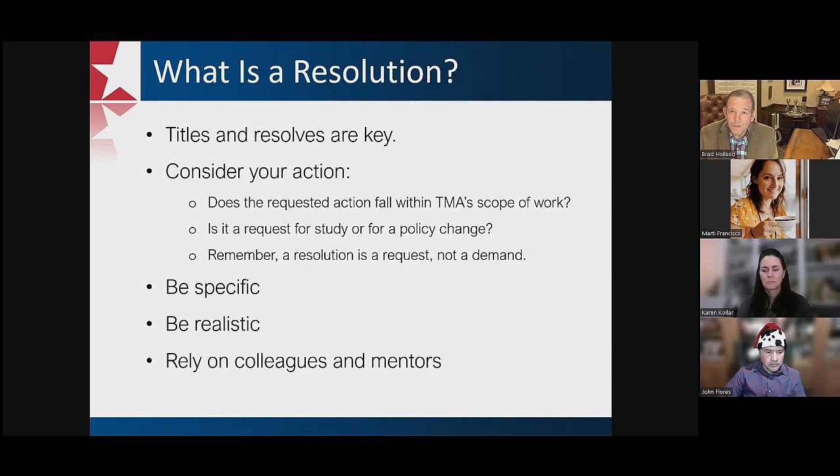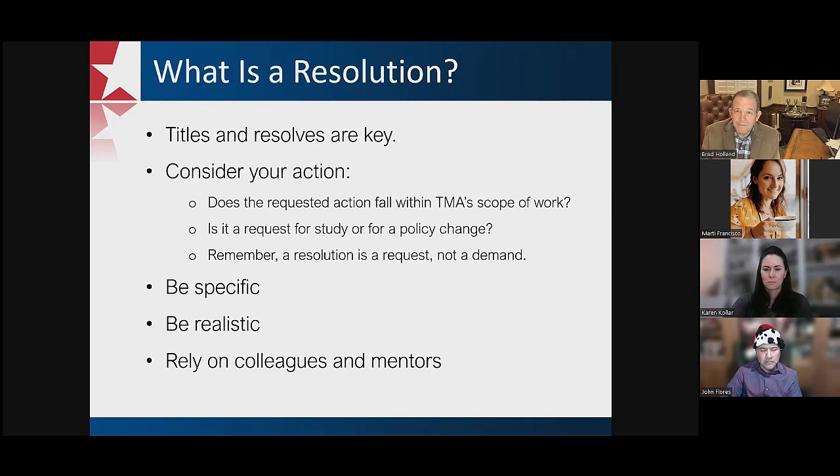We give you full latitude in terms of both a title and then how to structure the resolution when it's introduced. And that's important even just to get going. Now, if you have a title that's 38 words, we're probably not going to refer to it by all 38. So you do have some leeway in terms of how your resolution is titled and how it's broken down into both whereases and resolves. But before you even get that far, you need to consider your action. Is your idea, does it fall within TMA's scope of work?